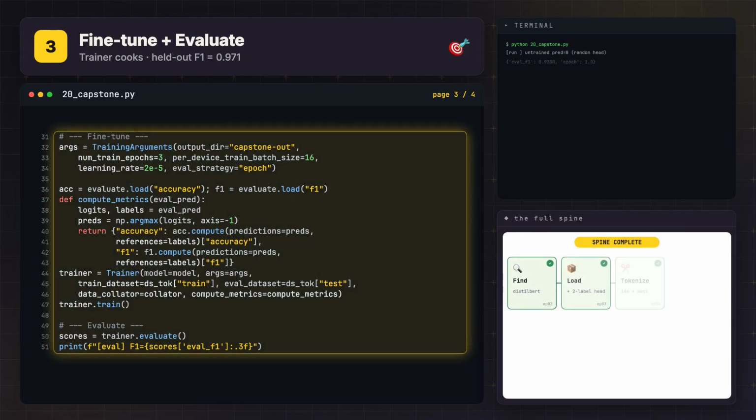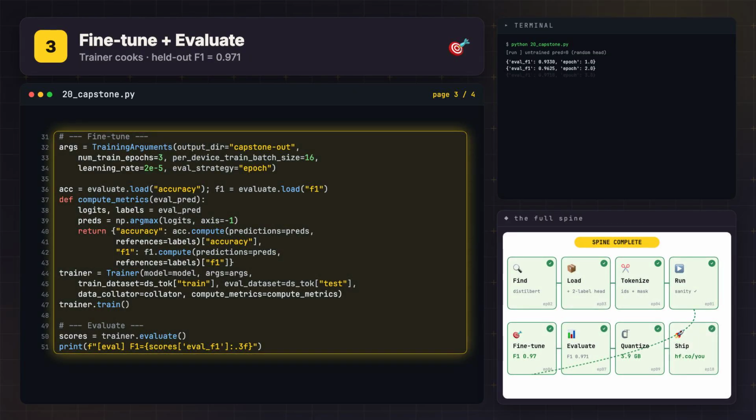Page 3 is fine-tune and evaluate. TrainingArguments sets 3 epochs, batch 16, learning rate 2e-5, and eval strategy epoch, so we get a metric after every pass. We hand the Trainer the model, the args, both splits, the collator, and a compute_metrics that loads accuracy and F1 from evaluate. Call trainer.train, then trainer.evaluate, and the held-out F1 comes back at 0.971. 2 stages of the spine cleared in one page.